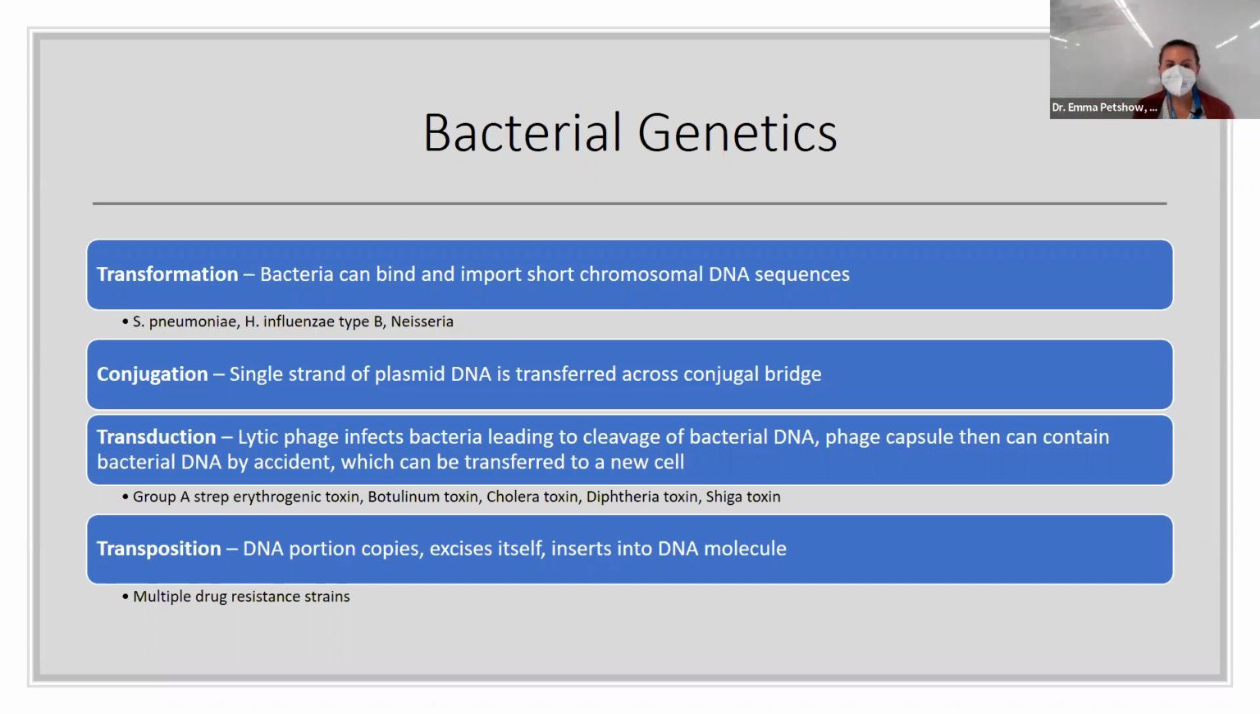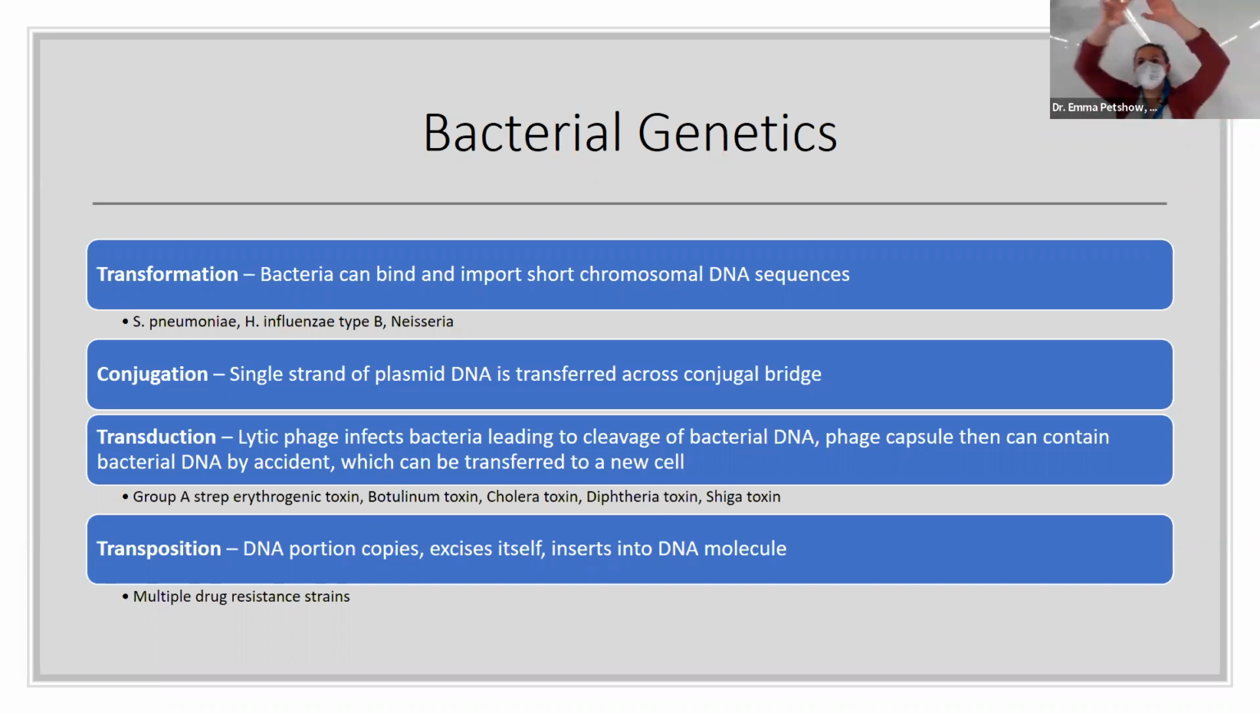Transformation: essentially, bacteria are able to bind and import short chromosomal DNA sequences into their host cell, which can then become replicated. The key here is that it's short. They're binding to do this, and it's not full sequences, it's a short little component of chromosomal DNA. Bacteria that are especially good at this are Strep pneumoniae, H flu, Haemophilus influenzae, and all your Neisseria species, so your meningitis and your gonorrhea species.